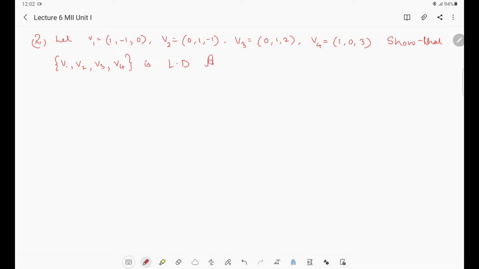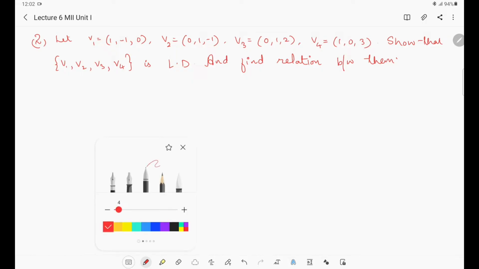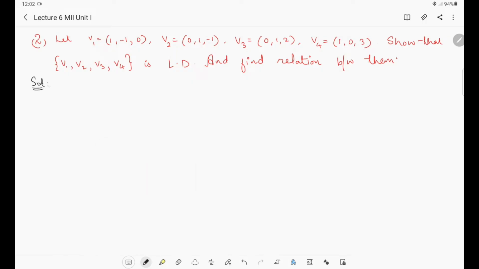The second part is, find the relation between them. So if they are linearly dependent, we can find the relation between them. How to find that relation, we will discuss in this problem, right? But before that, we have to show that these vectors v1, v2, v3, v4 are linearly dependent, right?